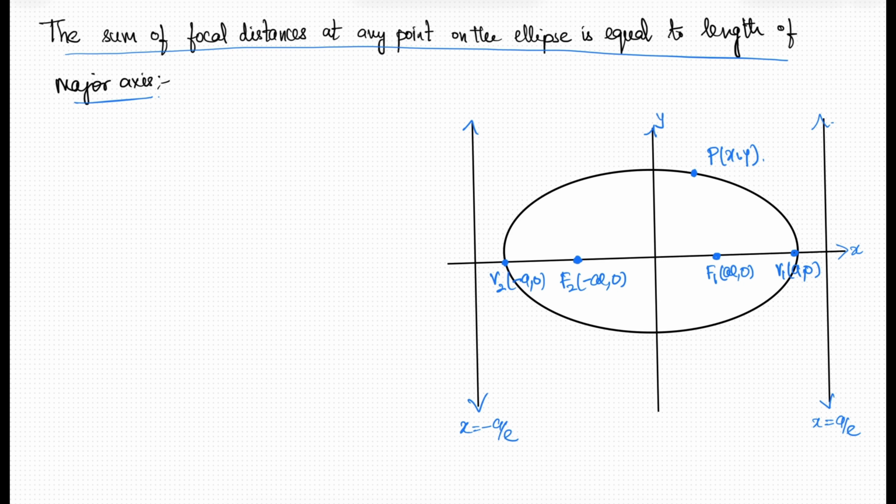In this video, we are going to prove the following theorem. The sum of focal distances at any point on the ellipse is equal to the length of its major axis. So let's break the theorem part by part.